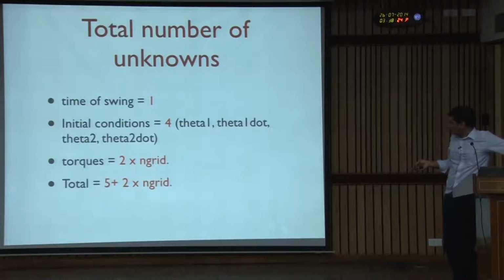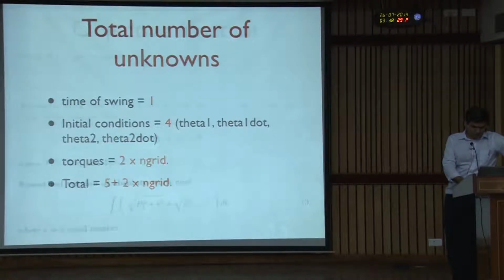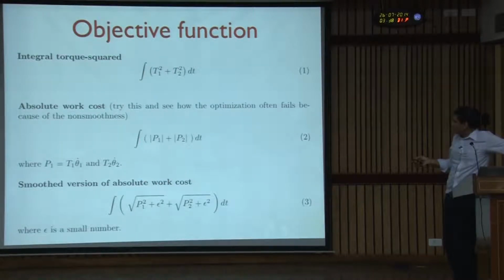Okay, so here's the total number of unknowns now. Instead of infinity, it's 5 plus 2n. And our objective function is going to be the integral of torque 1 squared plus torque 2 squared times dt, where these two are functions of time. Now why would I want to use this cost?